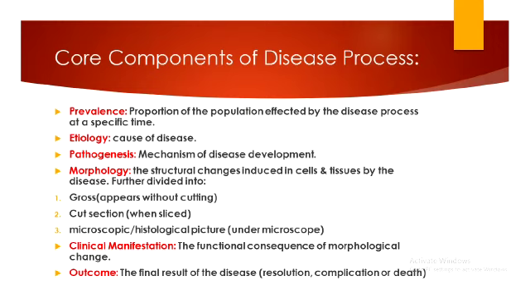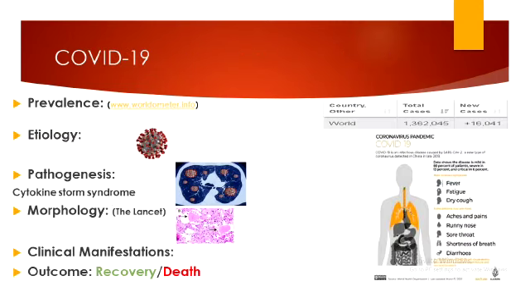Then comes the clinical manifestation, which is the signs and symptoms or the functional consequences of morphological change. Then is the outcome, which is the final result of disease, whether resolution, complication, recovery, or death.